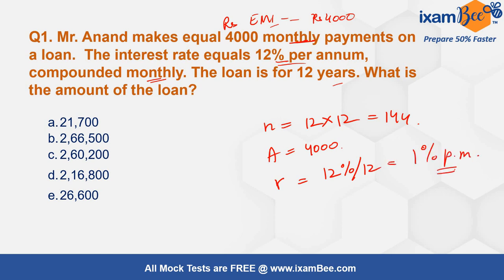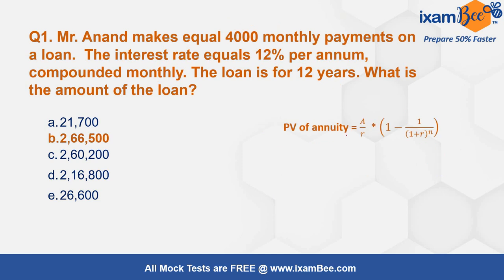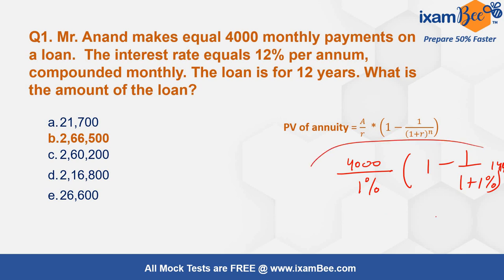So these are the amounts I now have. I can use them in the formula to calculate: 4,000 divided by 1% into 1 minus 1 by 1% to the power of 144. So this I will calculate to find the loan amount.